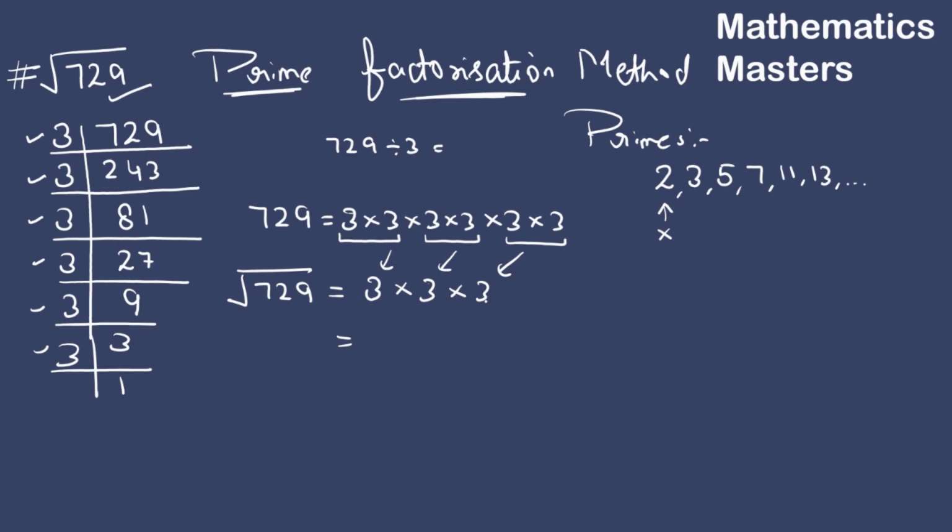Now we'll calculate the multiplication. 3 times 3 is 9, 9 times 3 is 27. So my answer of the square root of 729 is 27. That means the square root of 729 using the prime factorization method is 27. If you use any other method, the square root of 729 will still be 27. Let's do one more question.